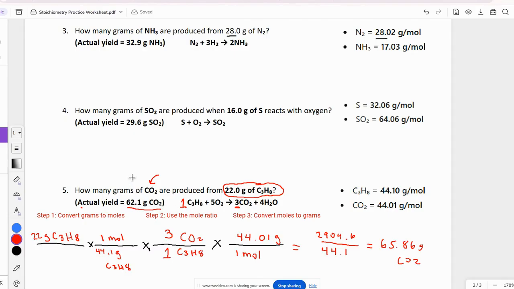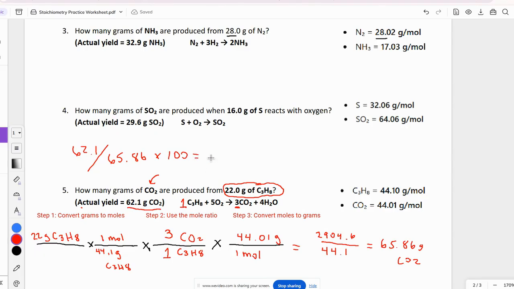So to get the percent yield, you do the actual yield, which is 62.1, divided by the theoretical yield, which we just calculated. Theoretically, with this reaction, with that much propane, we should have got 65.86 grams, but we only got 62.1. Now, if I can get my cursor, there we go, back over here. So it's actual yield divided by the theoretical, which is 65.86 grams, times the number 100. And that's going to give us the percent yield.